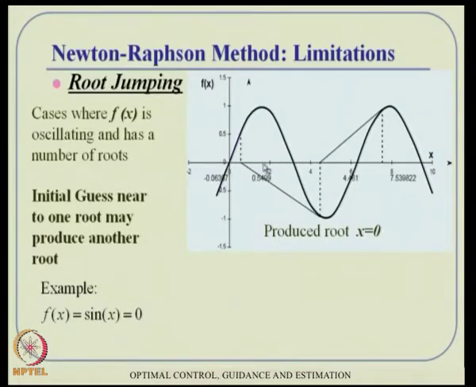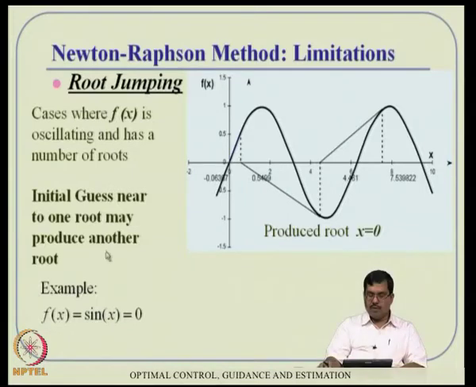Root jumping can also happen. For example, if you take sin x, there are several solutions. Now, suppose you start with a guess value somewhere. Obviously you intended to find some solution here, not somewhere else. But if you just take the local slope, it will push you somewhere here, again you take the local slope, it will push you somewhere here, and again somewhere here. Ultimately you will locate 0, sin x equal to 0. That is also a solution, but it is not the right solution, because you started with this guess value hoping to find the solution nearby.